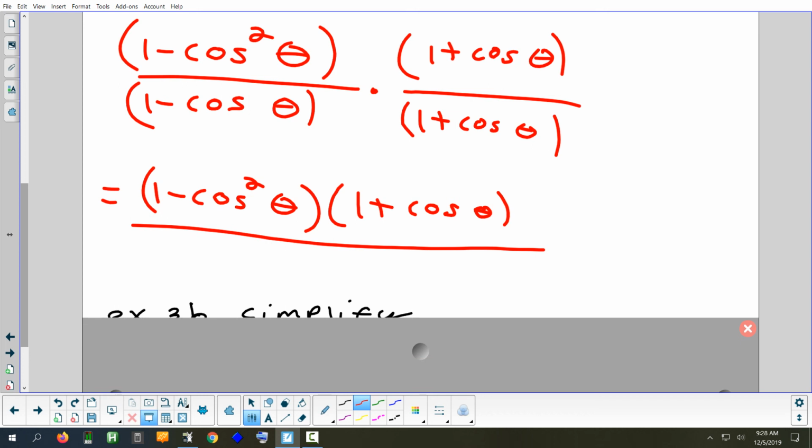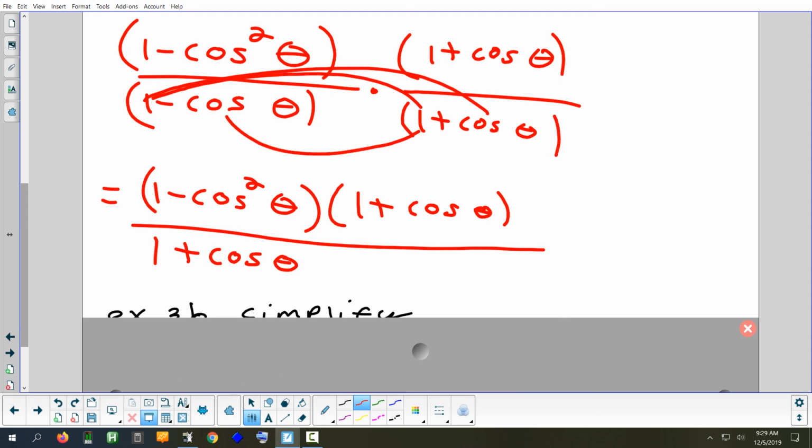Now, let's do out the bottom. Okay, so we'll FOIL it. What's 1 times 1? 1. How about 1 times cosine? Cosine. 1 times negative cosine? Negative cosine. And now, the last part, what's a negative times a positive? Start with that. Negative. It's a negative.